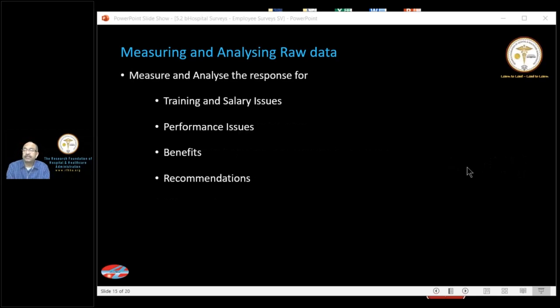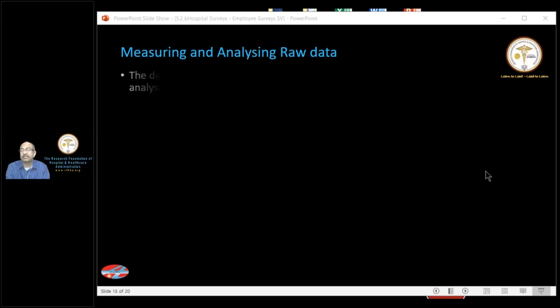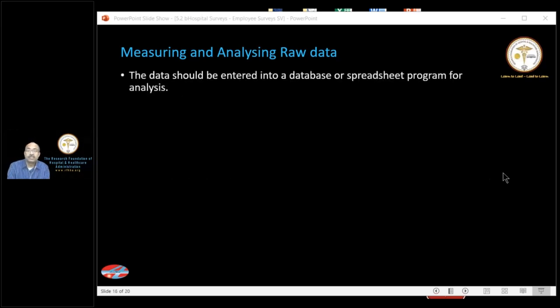So these are the other areas that might get highlighted: training and salary issues, performance issues, benefits, and the recommendations. These recommendations will come from the employees.